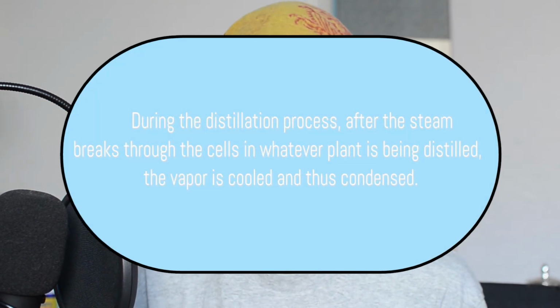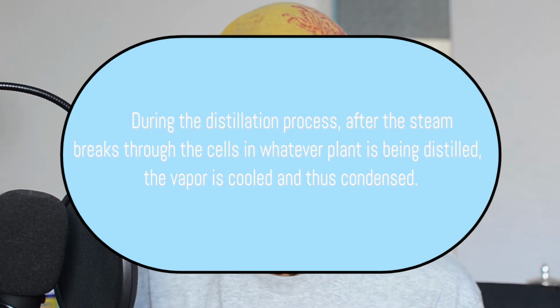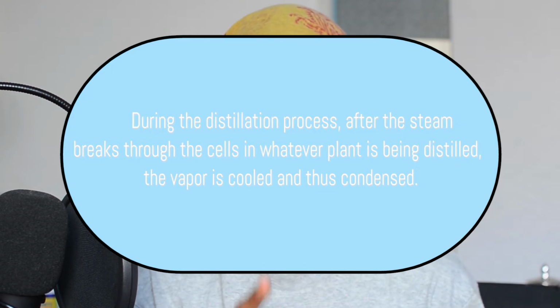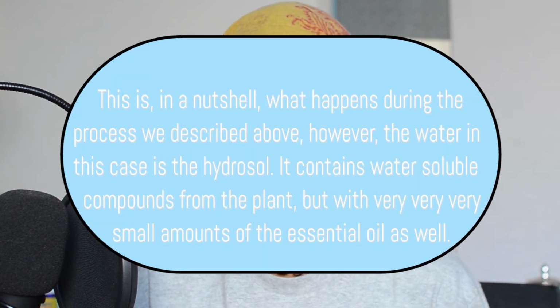Now, during the distillation process to yield essential oil, after the steam breaks through the cells in whatever plant is being distilled, the vapor is cooled and thus condensed. If you put oil and water together, what happens? Oil will float on top and the water stays below. You know, just common stuff. This in a nutshell is what's happening during the process we described above. However, the water in this case is a hydrosol, containing, obviously, the water soluble constituents from the plant material with a very, very small amount of the essential oil as well.